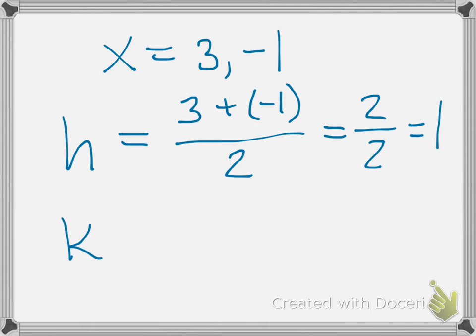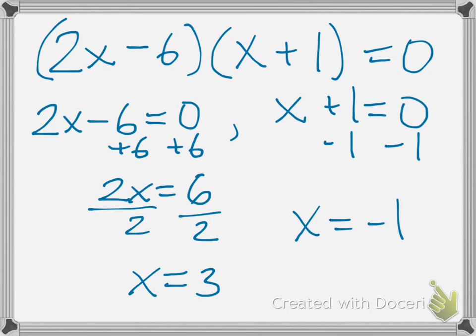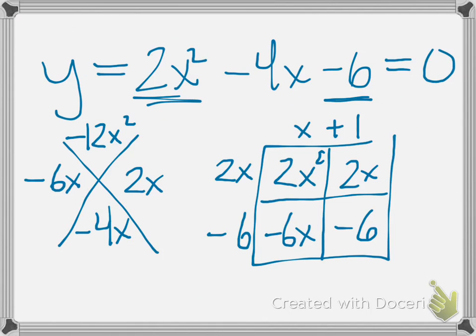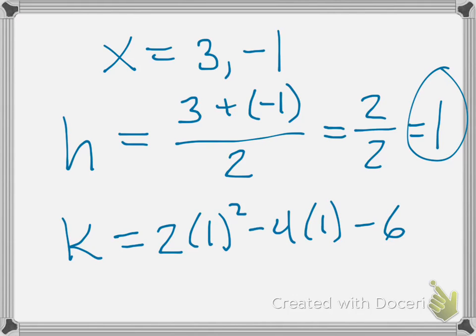Now to find k, we need to go back and plug the value that we just found back into our original equation, or one of our quadratic equations. You could actually plug it into factored form if you want. This form up here at the top, the 2x minus 6 times x plus 1, might be easier for some, but I'm going to do it like we did in class. 2x squared minus 4x minus 6. So 2 times x squared, x is 1, minus 4x, 4 times 1, minus 6. And then just a little bit of arithmetic to do. That becomes 2 minus 4 minus 6, which works out to be negative 8.